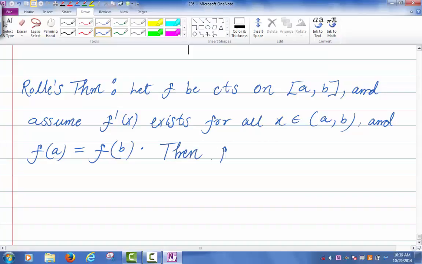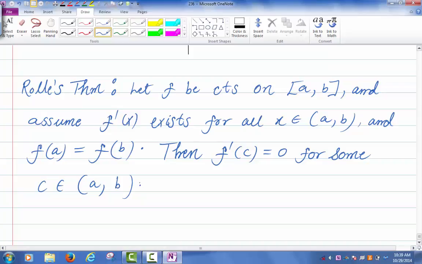Then the derivative of the function at c would be 0 for some c between a and b. So for some c between a and b, the derivative must be 0.